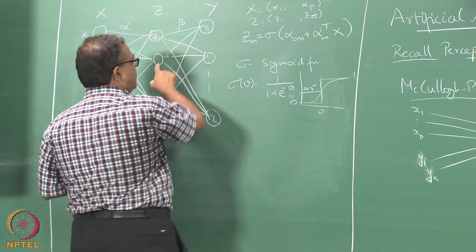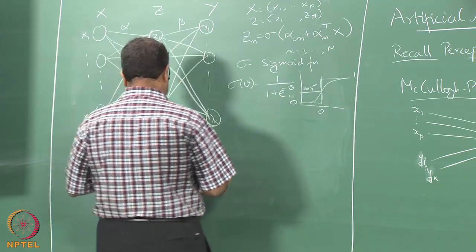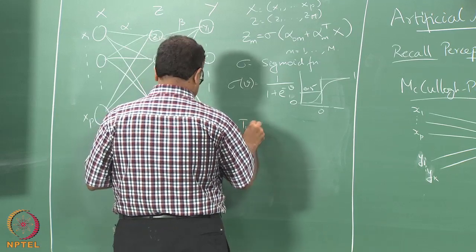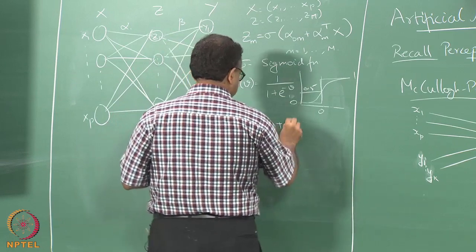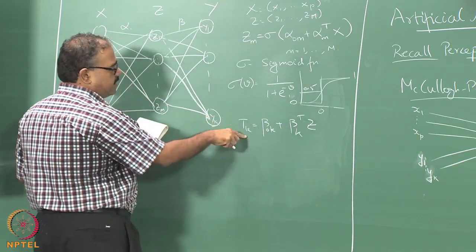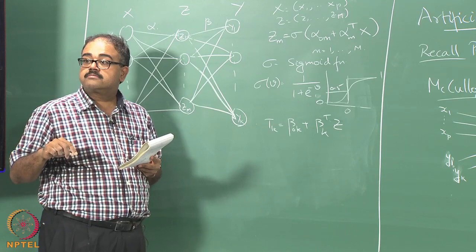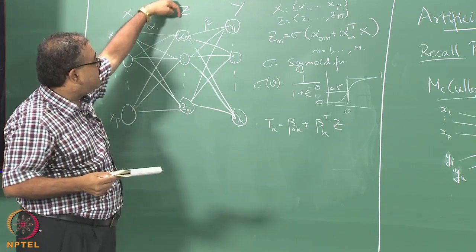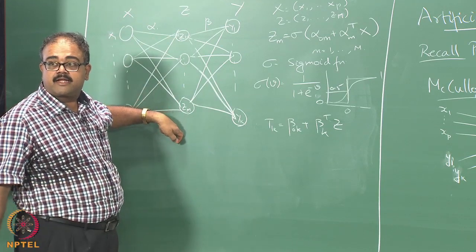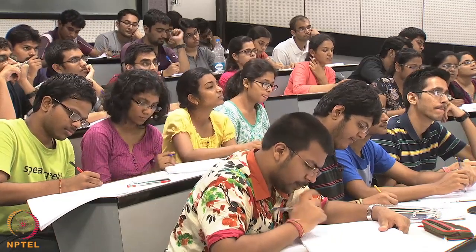So, each z here will be given by that expression. So, T is the quantity that you will see that goes as the input to the sigmoid in the output neuron. Z is the output from here, from the middle layer, yeah, hidden layer. This one, that one or this one? alpha naught m plus alpha m transpose x.